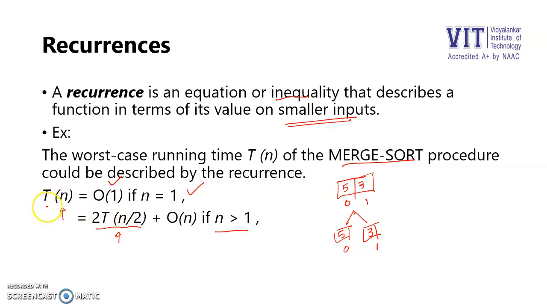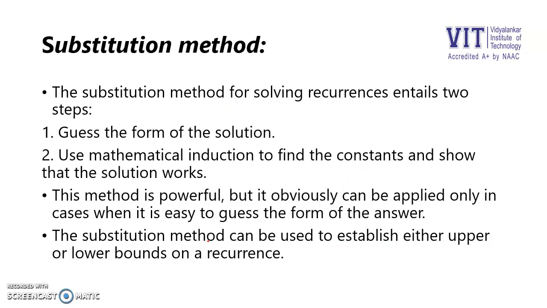So the time required to sort an array of size n using merge sort will be 2 times the time required to sort an array of size n by 2 using merge sort, plus the time required to combine them. This is dividing, and this is conquering, the overhead, correct? This kind of relation is what we call a recurrence relation. Now, when it comes to finding time complexity for a recurrence relation, we have 3 methods. The first one we're going to discuss is the substitution method.